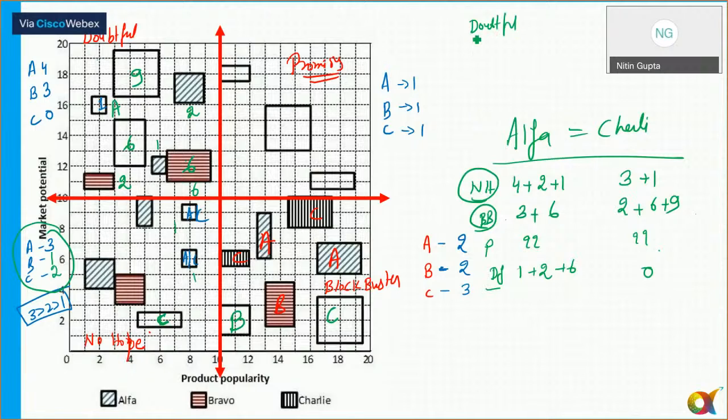In the doubtful category, the revenue of Bravo is more than Alpha, that we know. For Bravo, the two red ones are Bravo, that is equal to 6 plus 2, 8. And we need one more company of Bravo in the doubtful category. All right, so that is there.